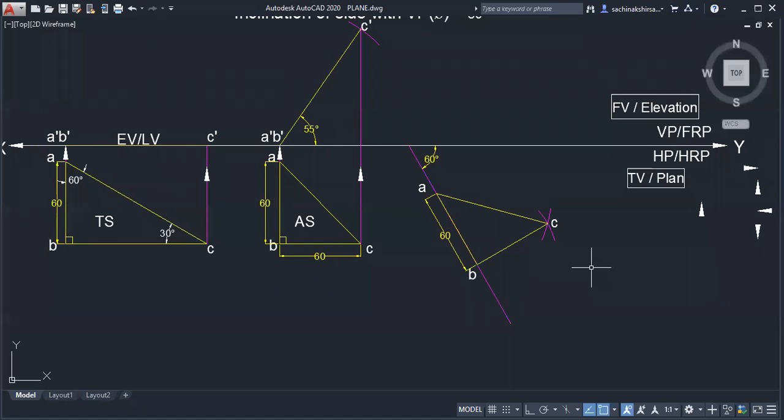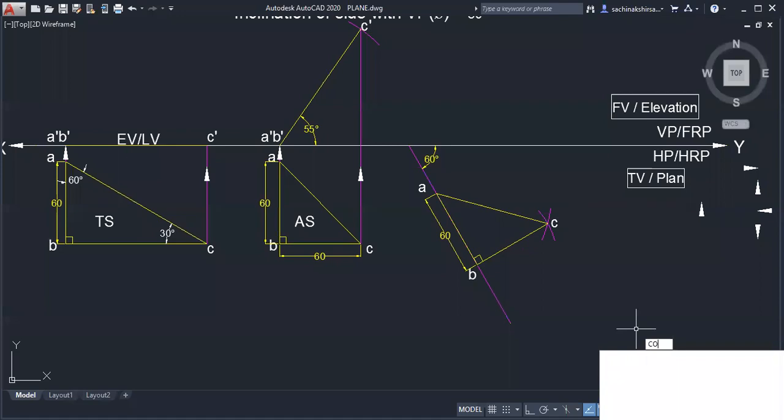What is your condition in third stage? Smallest side makes angle 60 degree with VP. Very good. Smallest side should make 60 degree with VP. It is something like this. Now what we have to do? Same apparent shape we have rotated. Only rotation we have given, nothing else.